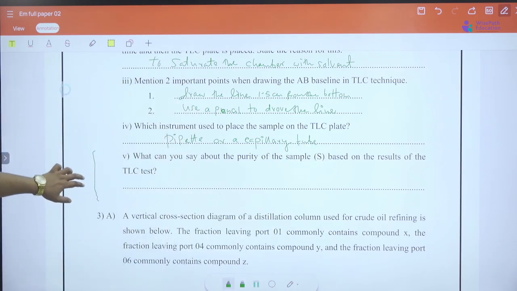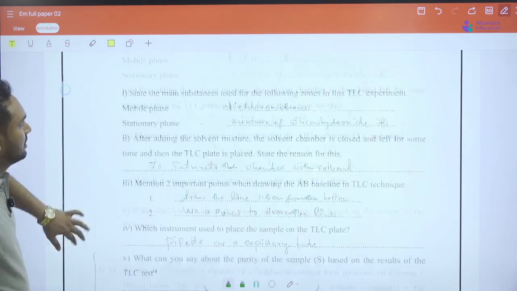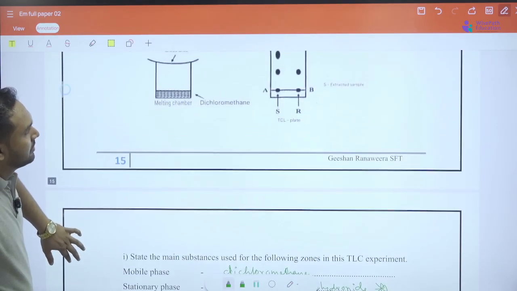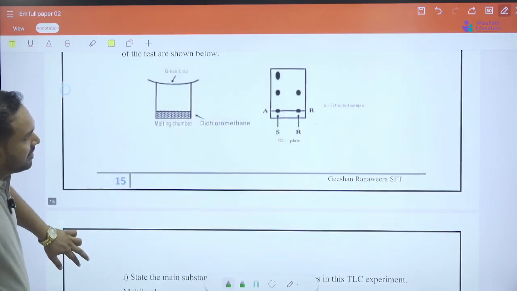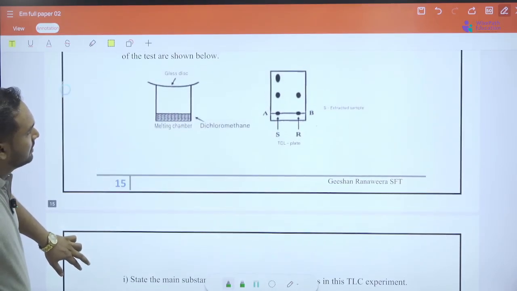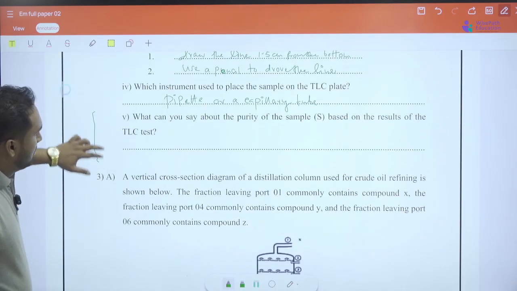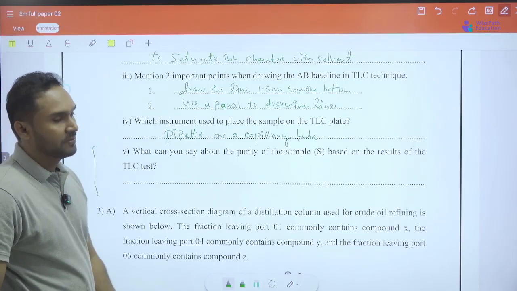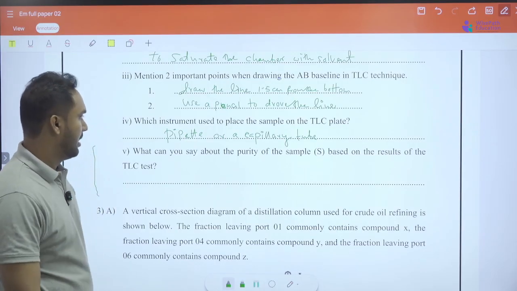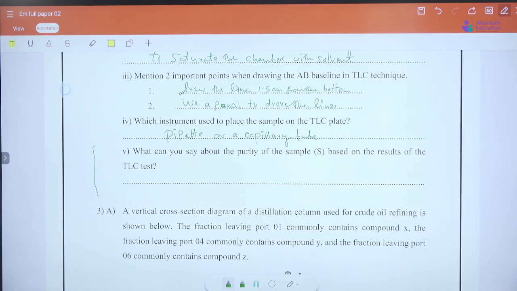What can you say about the purity of the sample based on the results on the TLC? Other than the pure compound, some of the impurities are there.